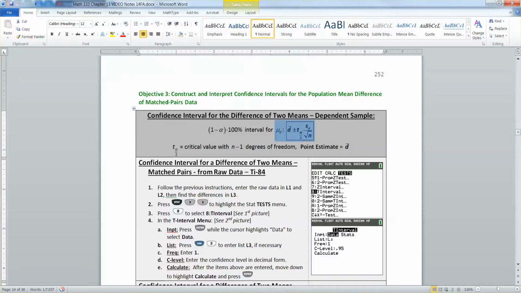D bar plus or minus t alpha over 2 times the standard deviation of your differences over the square root of n. Now remember that D bar is the center of that confidence interval, which means it's the point estimate. It's the middle of the interval. It's the average of your sample. And then, of course, we've seen these before. Those are your critical values. In this case, it'd be alpha over 2 because it's a two-tailed picture when you're making a confidence interval. The confidence interval takes up the center of the picture, and the tails are on the edges.